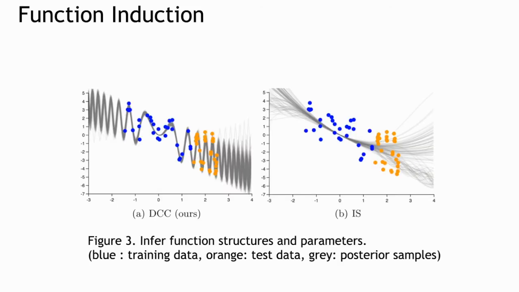We can do more interesting things as well, such as introducing a grammar over functions and then performing inference over the space of functions. Here the blue dots are the training data and the orange ones are the test data. The gray lines are the posterior samples of the inferred functions. As you can see on the left, DCC is able to fit the data way better than the baselines.